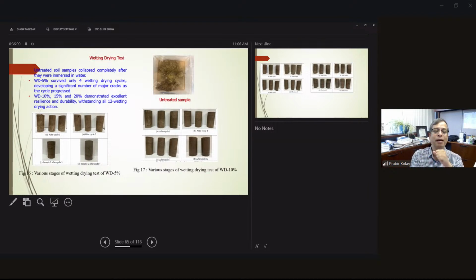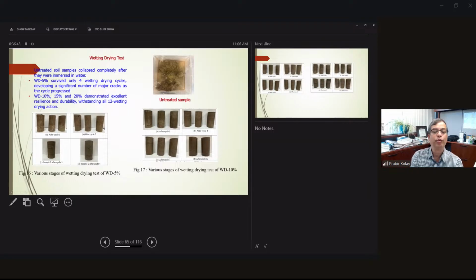Then when the sample is out, you dry it, brush it using a wire brush, and see how much is the loss. From there, you can find out how much is the loss and how much is the volume change. The same thing you do when you keep it in the freezer: you freeze it, take it out, and check how much is the loss or volume change. Here, the untreated sample collapses immediately.